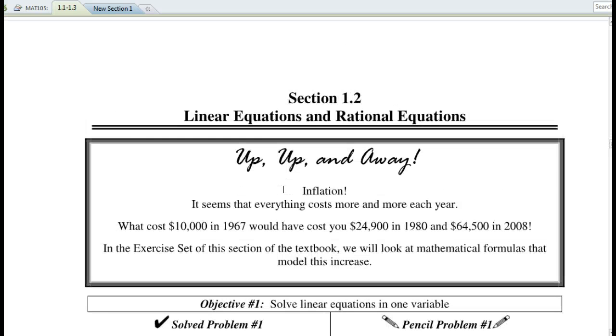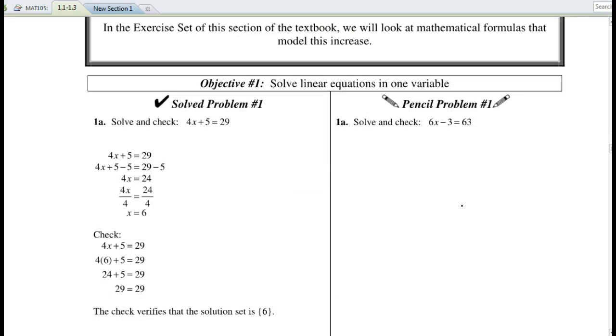Alright, on to 1.2, linear equations and rational equations. These are actually pretty easy, so we'll just move through them. Basically, it's the age-old technique. You can add or multiply or subtract or divide the same thing to both sides, and we preserve the equation. So this one, we want to start by just adding 3 to both sides, and we'll get 6x equals 66. And divide by 6, and we get our wonderful answer of x equals 11.